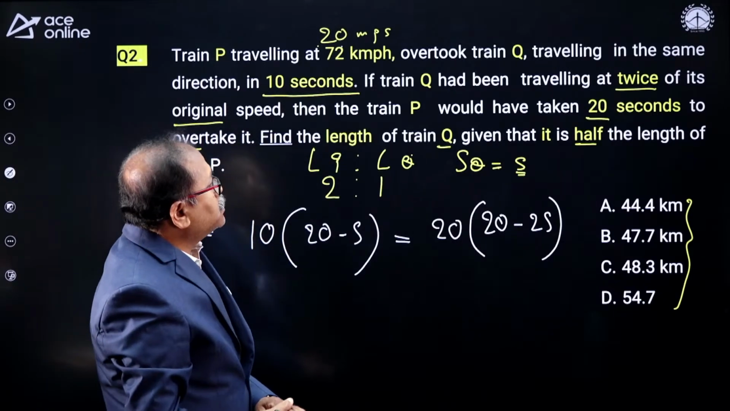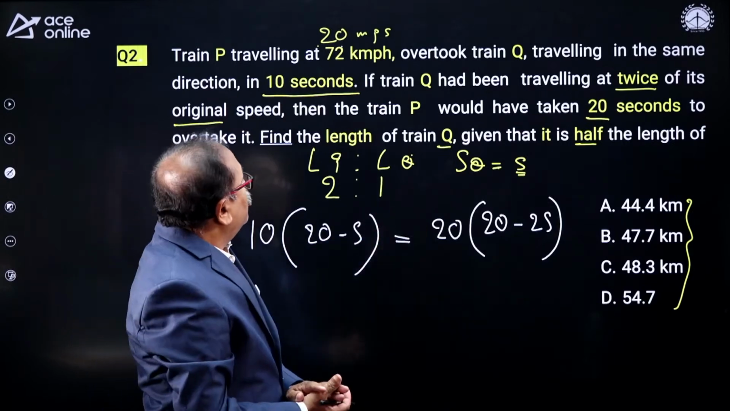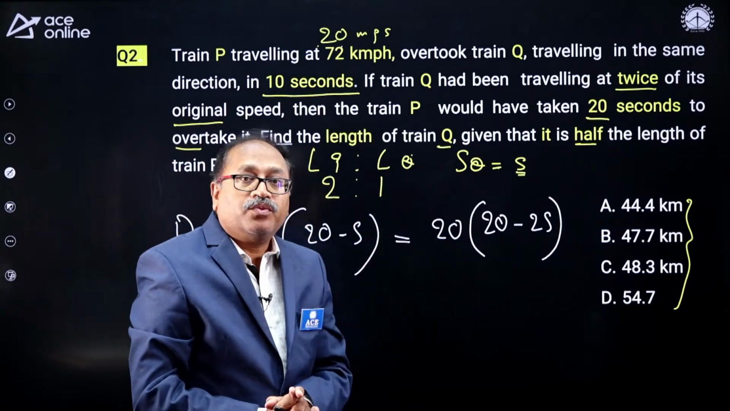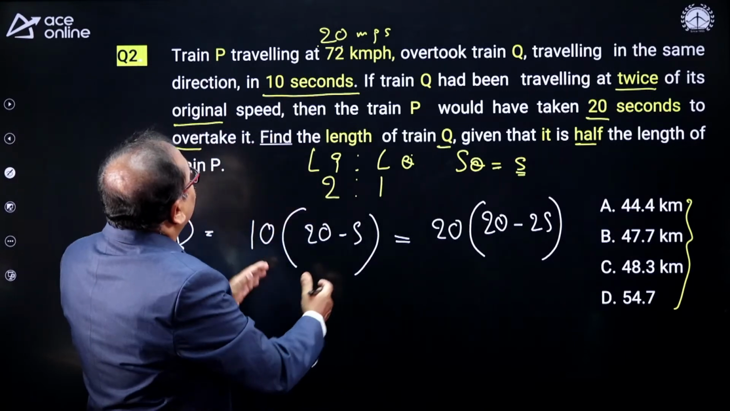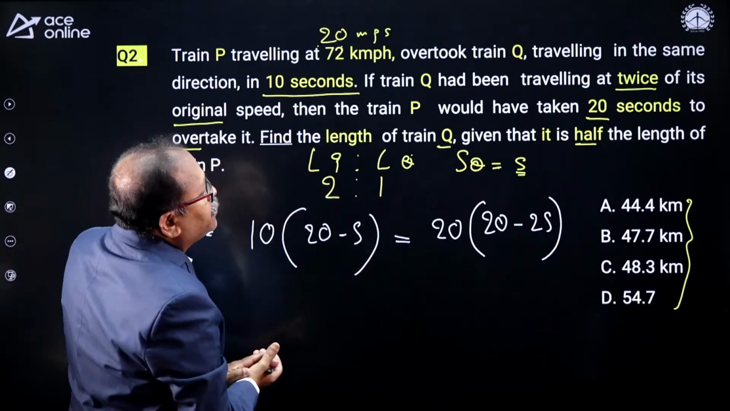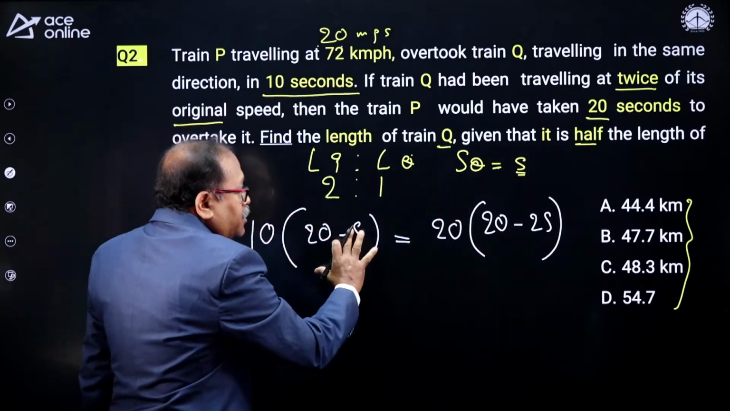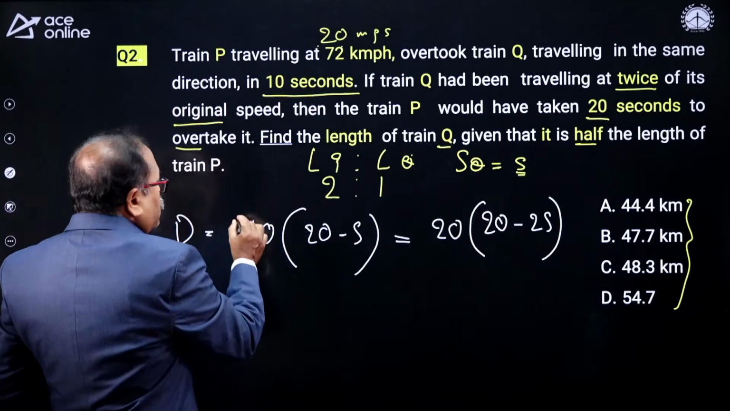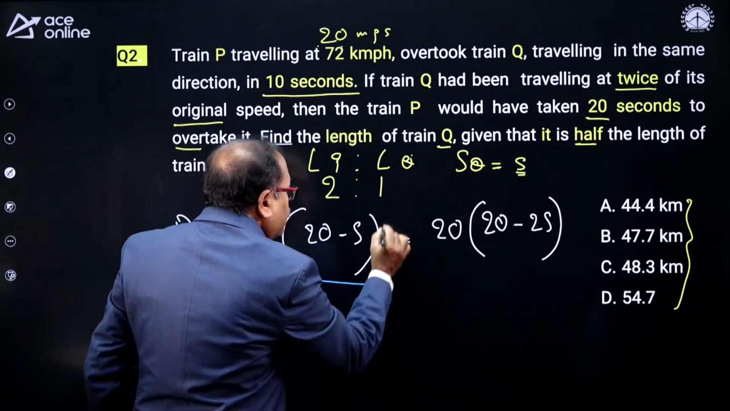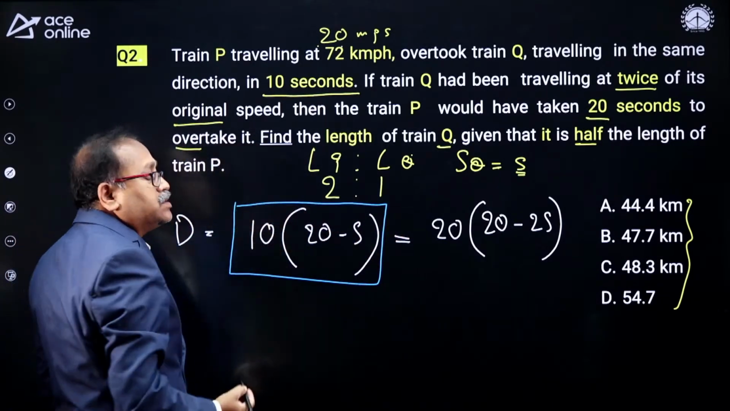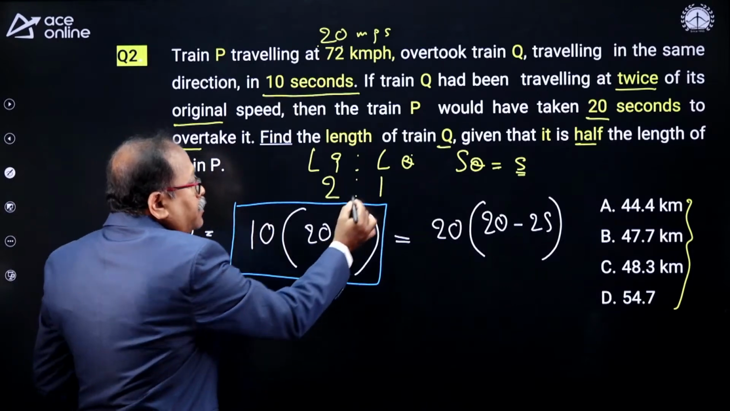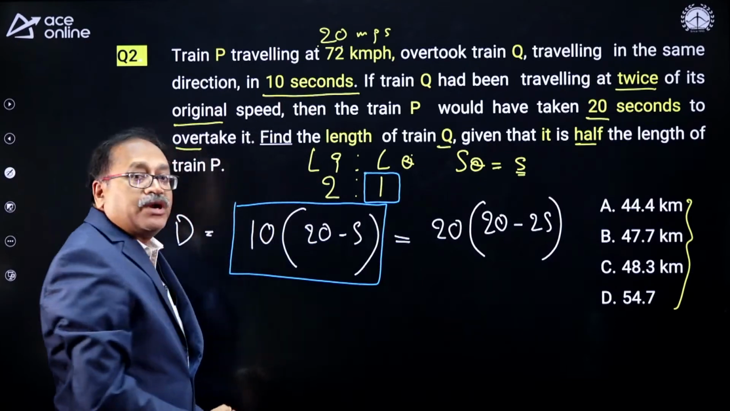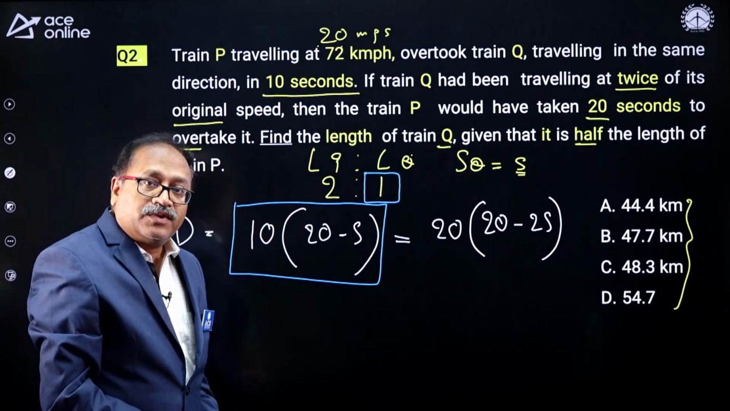But what I need is train Q. I need to find the length of train Q. Once I get S, I will get the distance using this equation. And here the length of Q is one part out of a total of 3 parts. So I can get the length of Q.